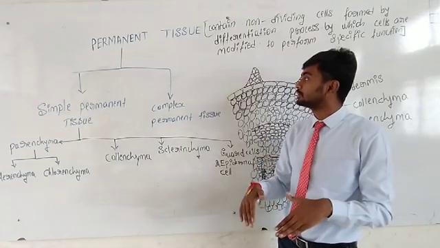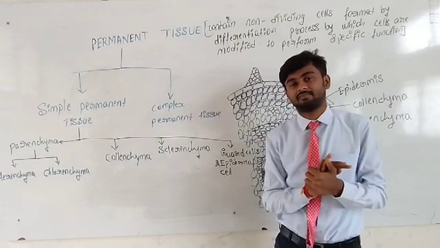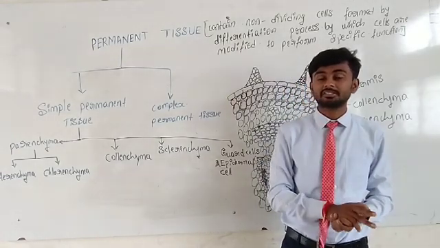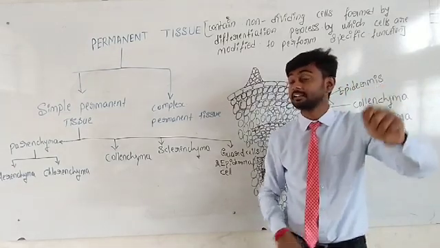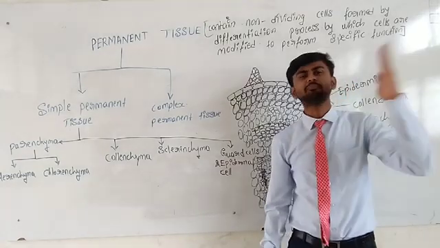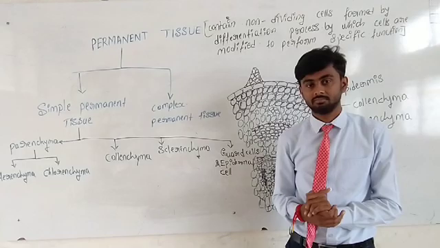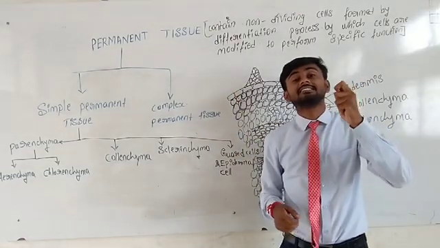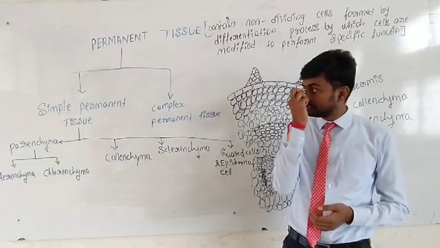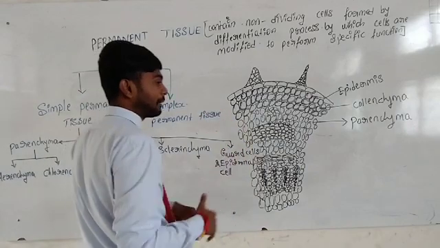Over. Now, let's see the other plant tissue, that is the permanent tissues. Plant tissues can be divided into two types: one is the meristematic, and the other one is the permanent tissues. Permanent tissue is also a type of plant tissue, but it has lost the cell dividing capacity. The permanent tissue doesn't have any cell dividing capacity.